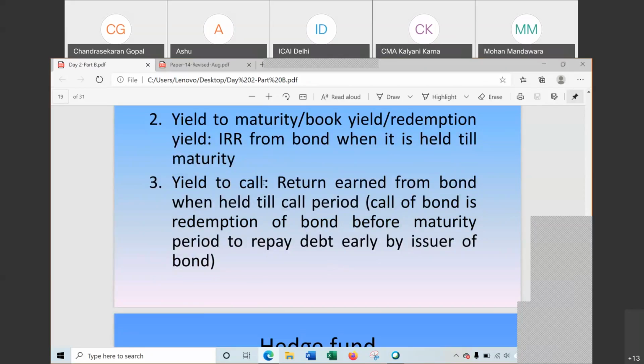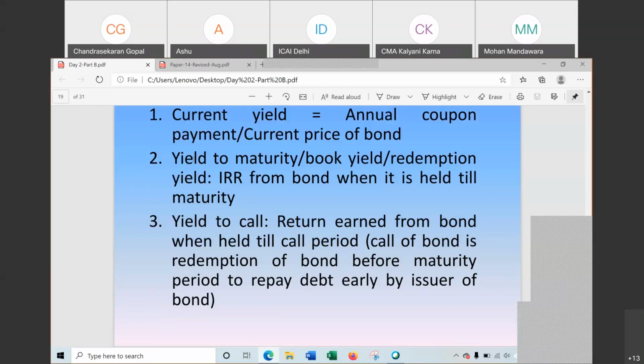Now what is yield to call? That is the return earned from a bond when it is held till the call period. This call period is mentioned, for example that the bond might be called after 5 years. So when it is held till the call period, what will be the return earned by the holder? That will be yield to call. Yield to maturity is when it is held till the maturity period.